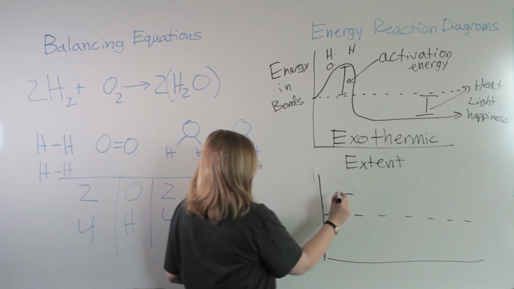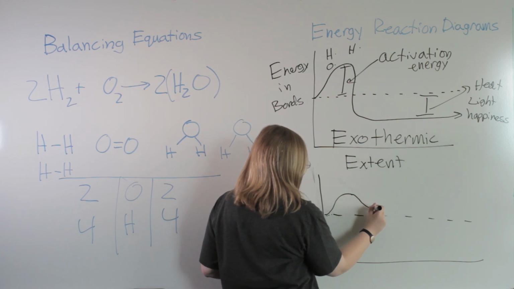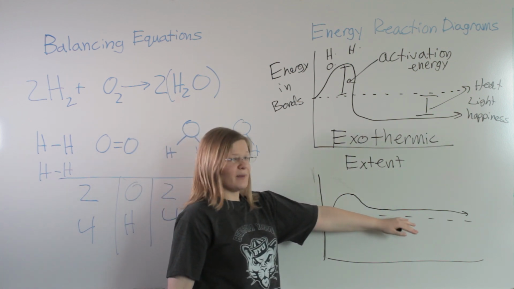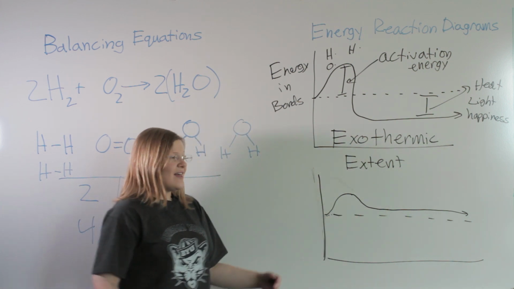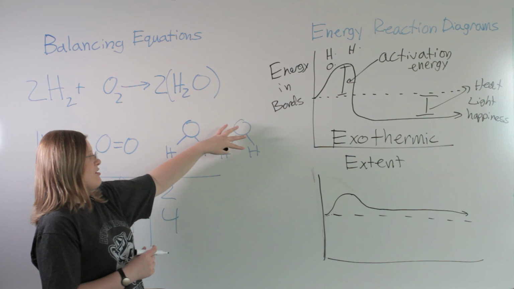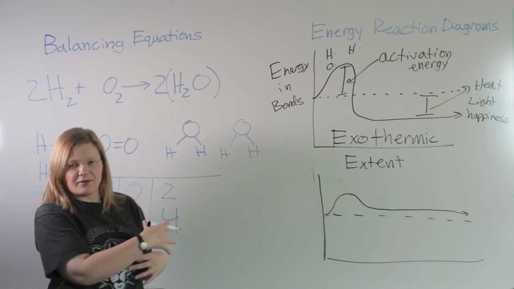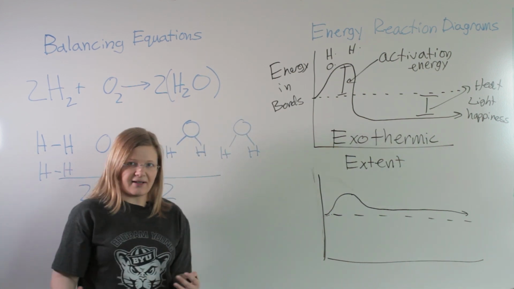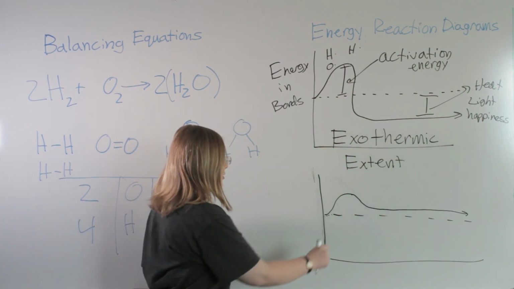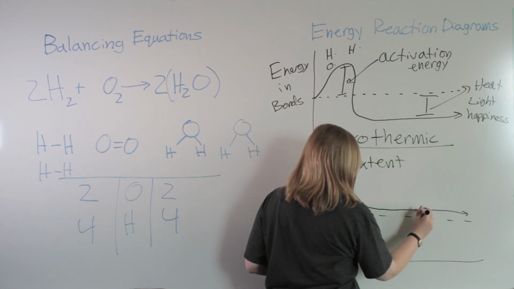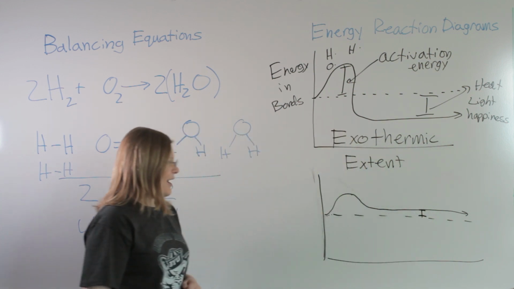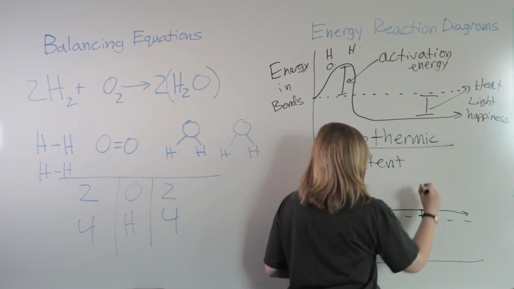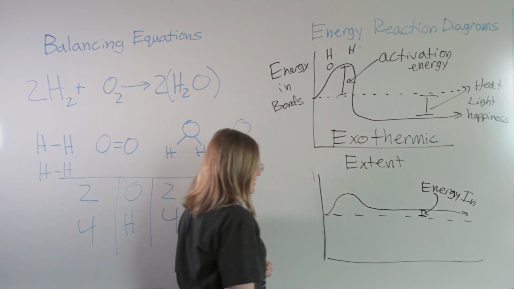But in an endothermic reaction, the final energy stored in the bonds of my new molecules is greater than the energy that was stored in the bonds in my reactant molecules. So the energy stored in my product is greater than the energy stored in my reactant. When that happens, remember, energy is conserved, so we actually end up having to put energy into this reaction. This symbolizes the energy we have to put into the reaction.